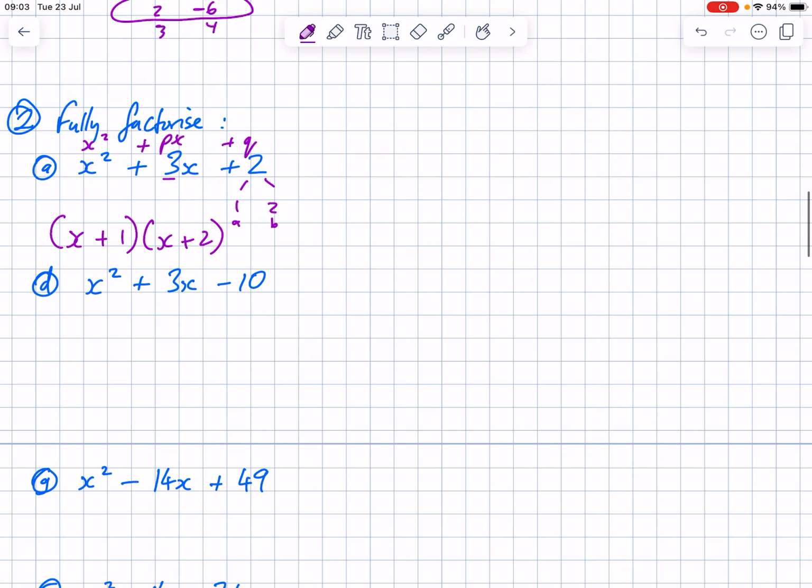Same thing again. What are the factors of 10? Well, negative 10, but ignore the negative for now. 1 and 10.